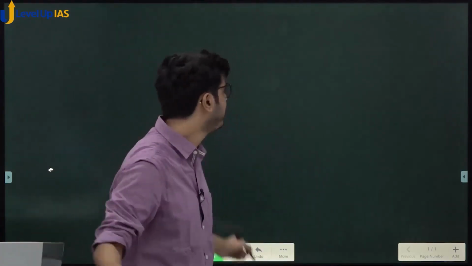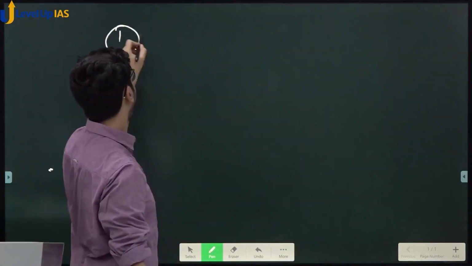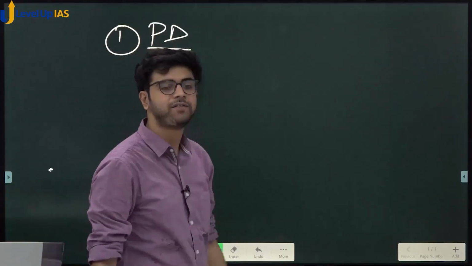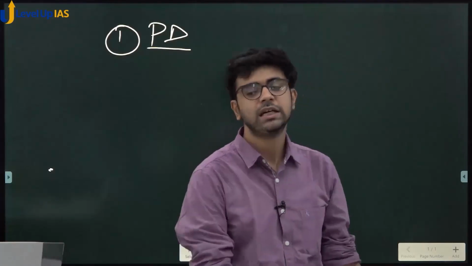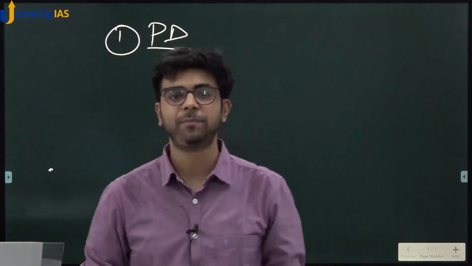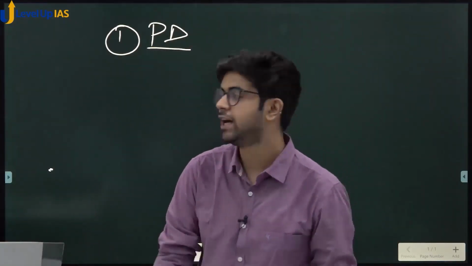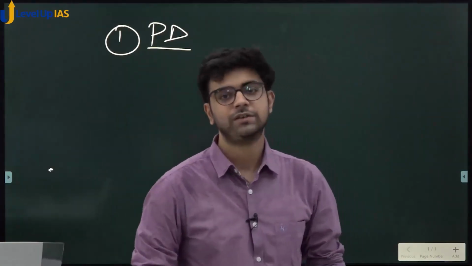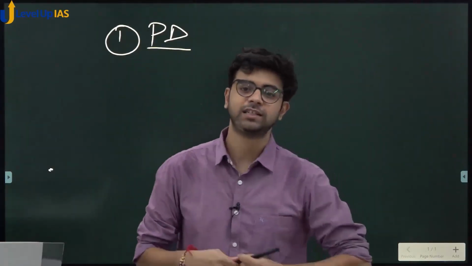Will you please help me by understanding what we mean by primary deficit? Can you revise it with me? What is meant by primary deficit? Does anyone have any idea? Primary deficit is nothing but fiscal deficit minus what? Fiscal deficit minus grants for creation of capital assets.